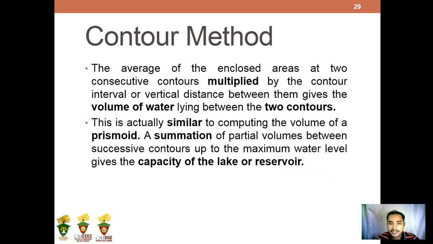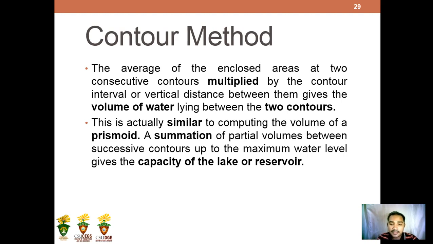The average of the enclosed areas at two consecutive contours is multiplied by the contour interval. So we have the contour interval, or CI, the vertical distance between two contours, which gives the volume of water lying between two contours. So you add the two areas between successive contours, then divide by 2 and multiply by the contour interval. So it is still the prismoid formula.